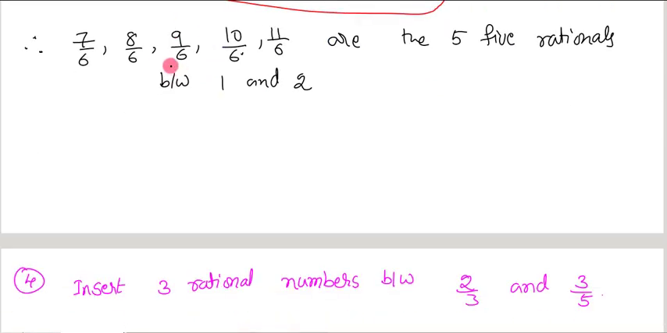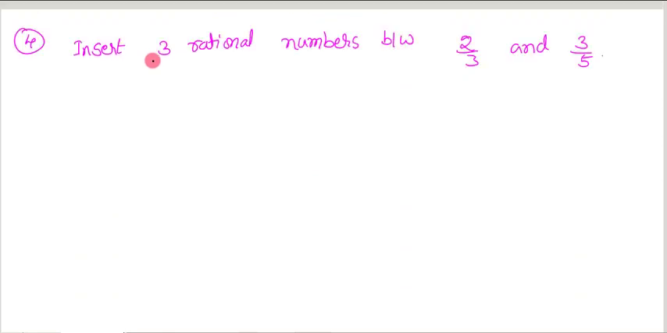Okay, so next let us go to the fourth problem, today's last problem. In this video we are going to discuss the first four problems of your exercise 1. So in this fourth problem, if you observe the question: insert three rational numbers between 2 by 3 and 3 by 5. So this problem I am going to explain in two methods, which we have discussed already.